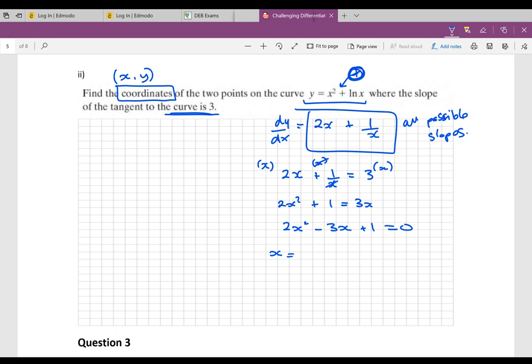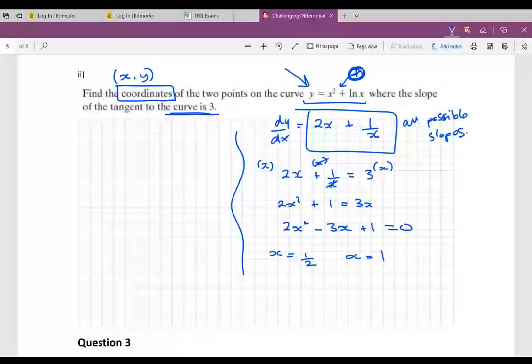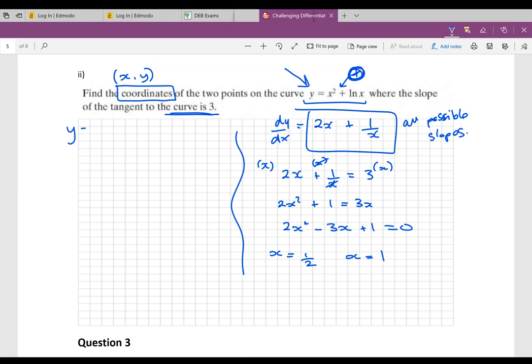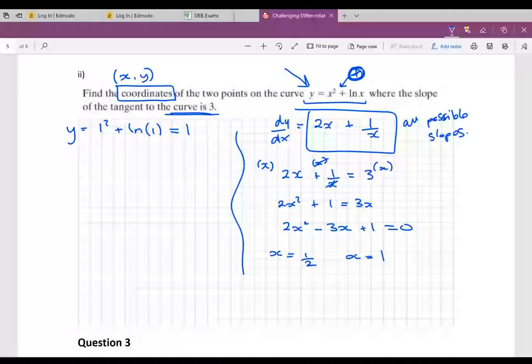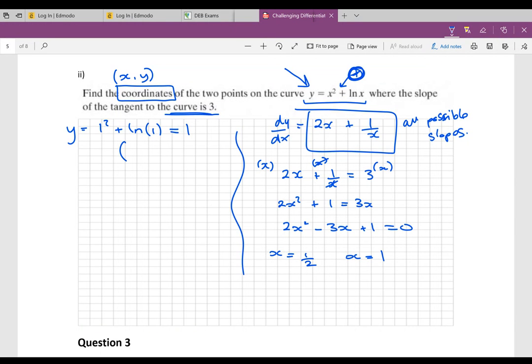Solve my quadratic equation and you'll end up getting x is equal to 1/2 and x is equal to 1. I'm only halfway there because I've got to find my y coordinates. The only place you can find y is from the original equation. So y is equal to 1 squared plus ln 1, and that gets me 1. So I have the point 1, 1.